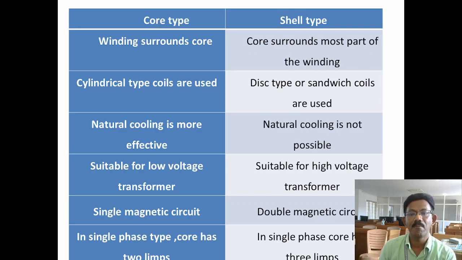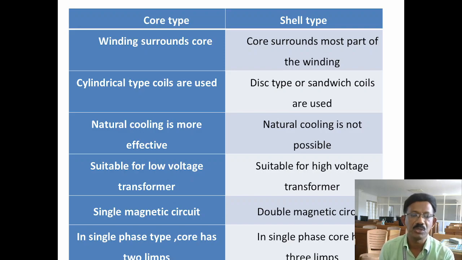Now let us compare core type and shell type. In a core type transformer, the winding surrounds the core, but in shell type, the core surrounds the winding. In core type transformers, cylindrical type coils are used. In shell type, disc type or sandwich coils are used. In core type, natural cooling is more effective. That is why this core type transformer is suitable for high current applications. In shell type, natural cooling is not more effective.